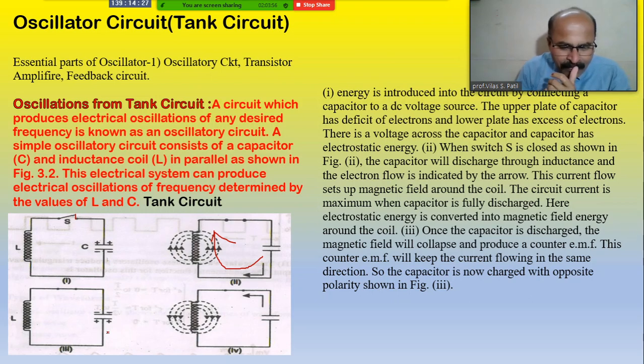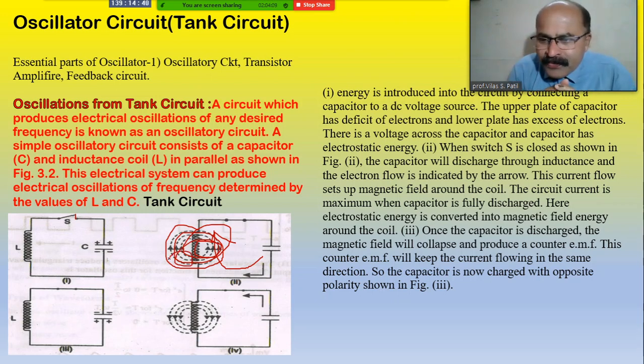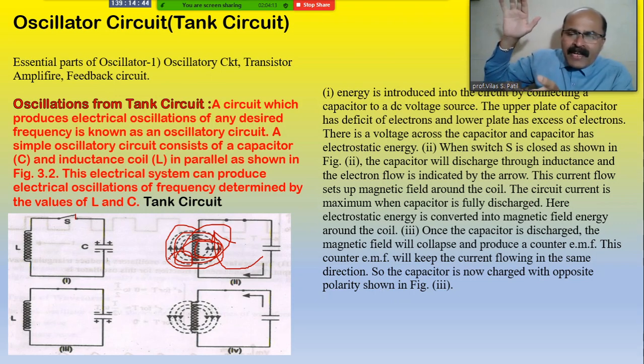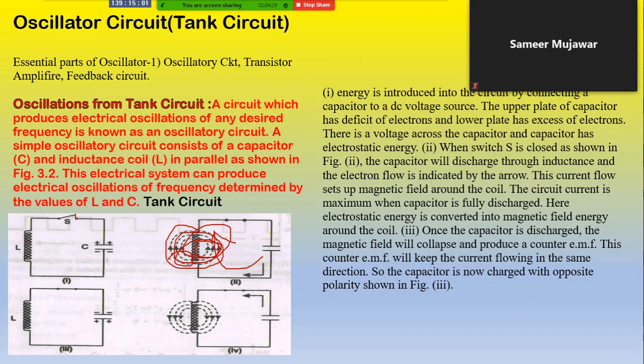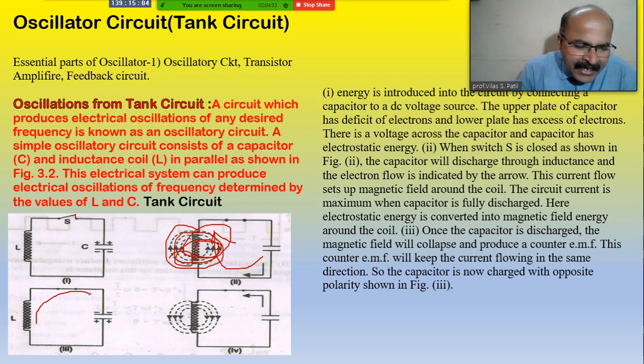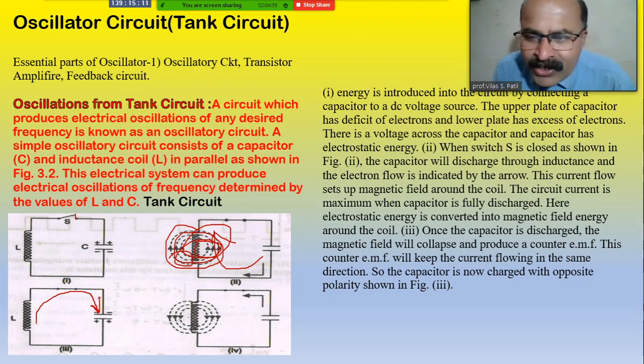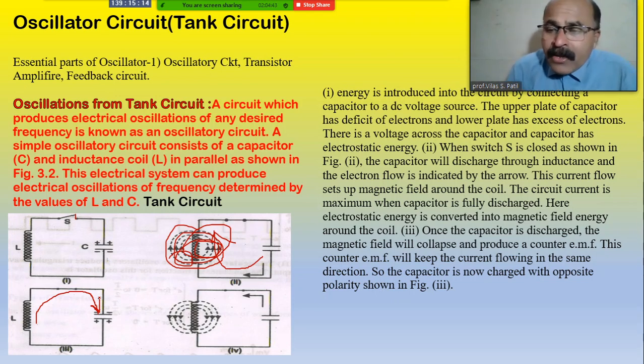When the capacitor is fully discharged, then the magnetostatic energy across the inductance will be maximum. When the whole energy across the capacitor has collapsed, again the magnetostatic energy produced across the inductance starts collapsing, and the current again keeps moving in the same direction and charges the capacitor again in this manner, that is, the upper plate of the capacitor becomes negatively charged and the lower plate becomes positively charged.